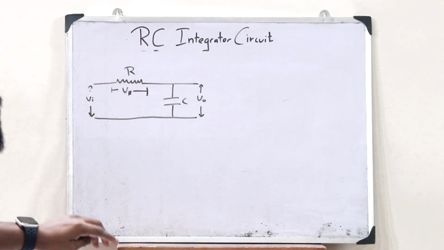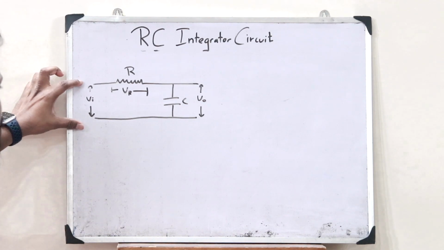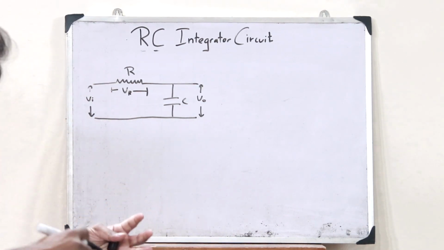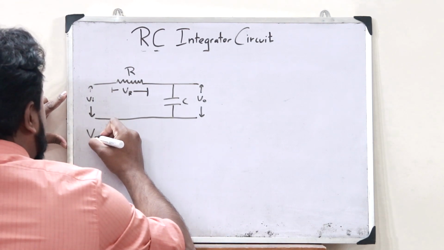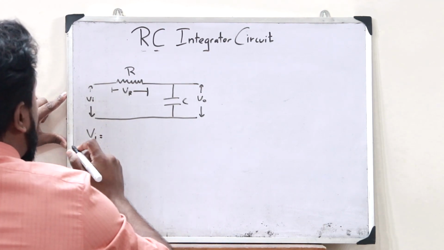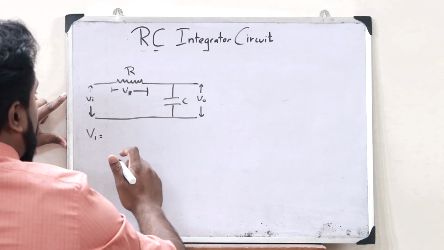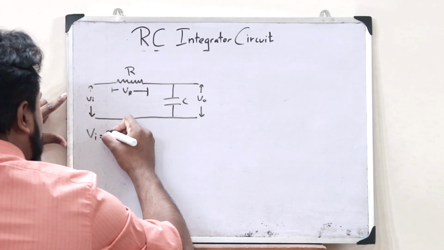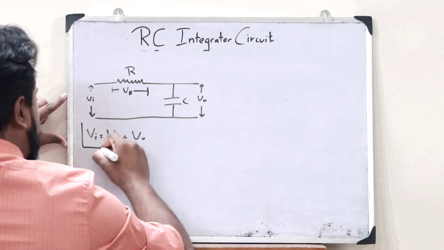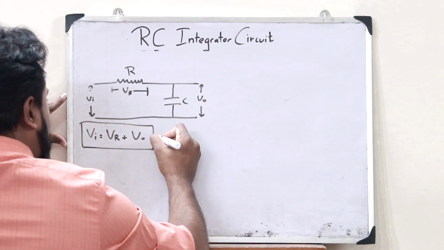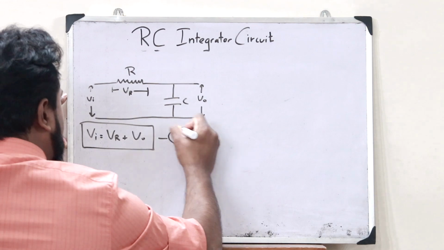Now we know that when we give a particular input voltage Vi, voltage can neither be created nor destroyed. Therefore Vi is equal to the sum of all the other voltage drops present here. That is, Vi is equal to VR plus V0. This is a fundamental equation. Let this be taken as equation A.